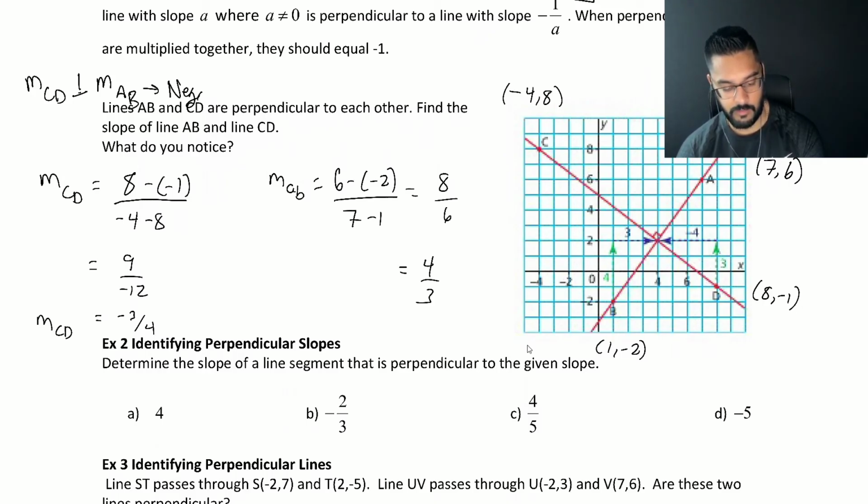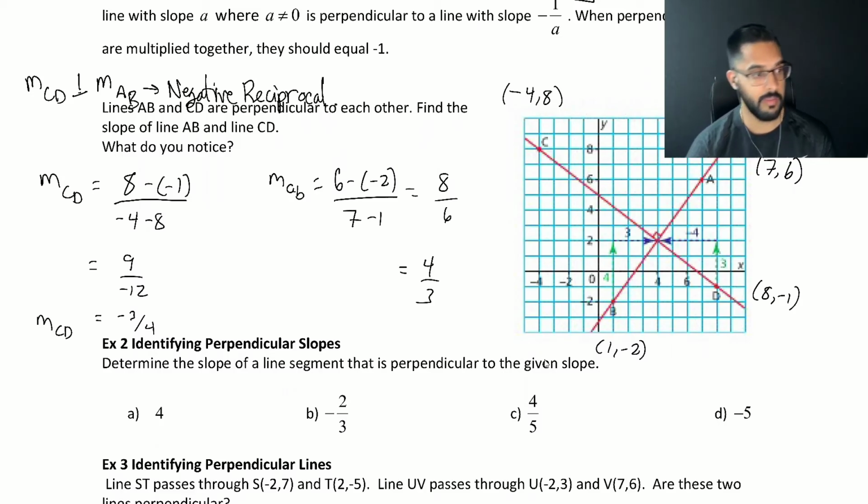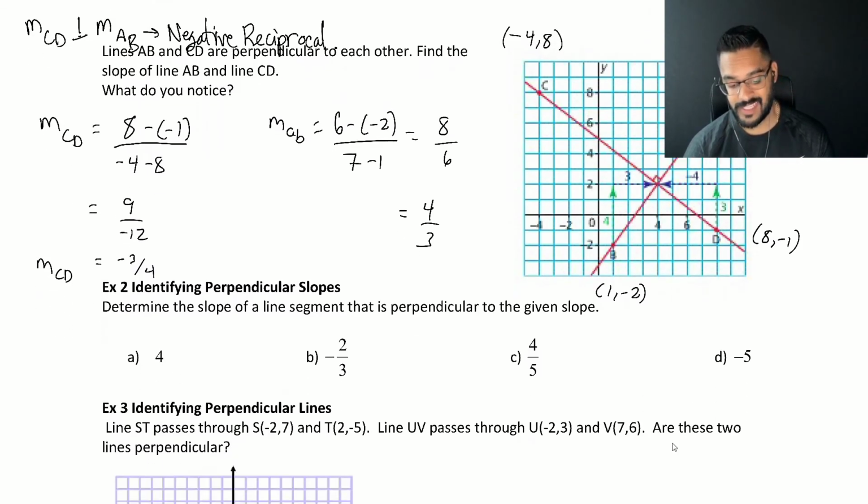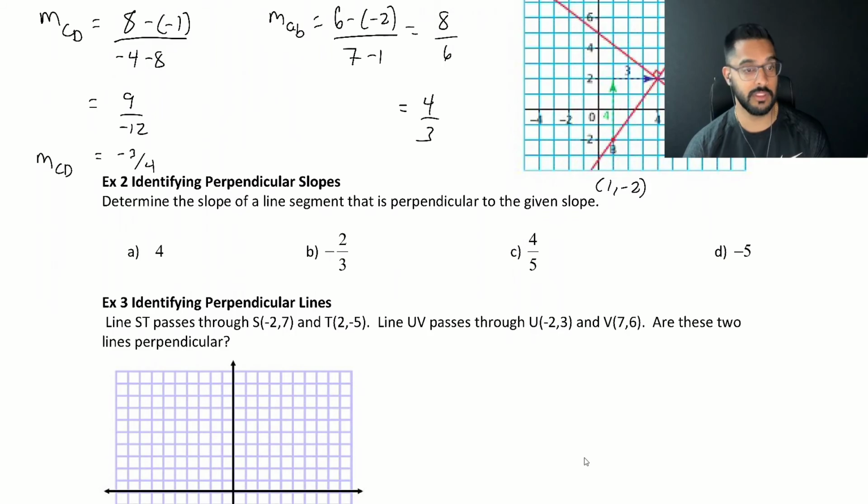Because of the negative reciprocal. Okay, that's why they are perpendicular. One is the negative reciprocal of the other. Now if you're given a couple slopes, you should be able to identify what the negative reciprocal is going to be, because that's going to help us do a whole lot of other problems when we talk about linear equations.